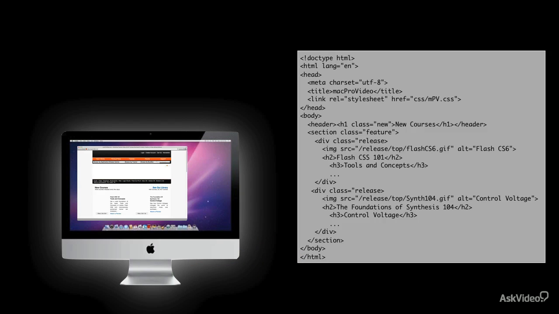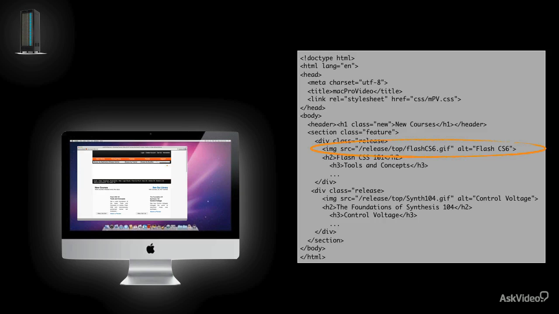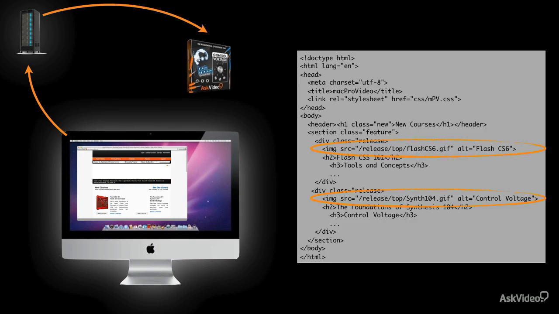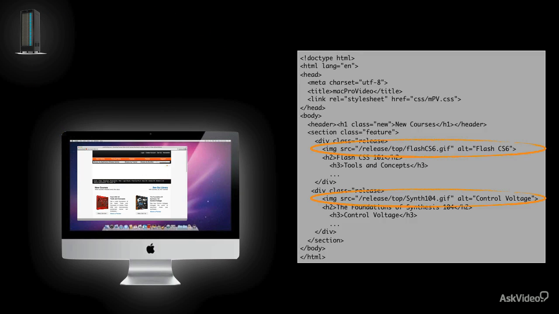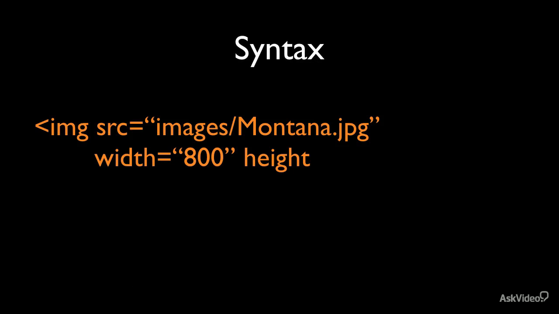But if it has a media element like an image in the page, well, it's got a little more work to do. And so what it has to do is go back out to the web, to a server somewhere, to request that image, receive it back, and then place it in the page. And believe it or not, it does this for every single image in your page, no matter how many there are. Now, we've already talked about the syntax of the image tag a little bit.